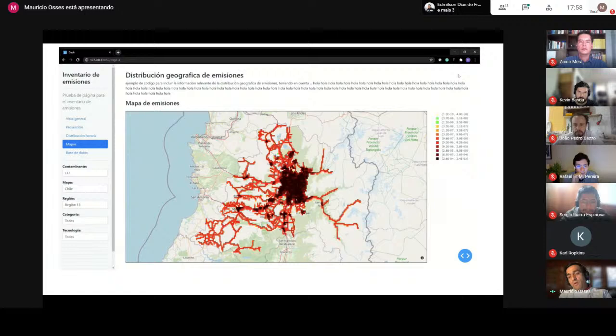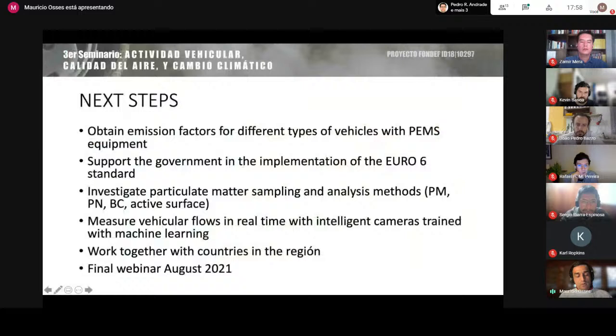So I told you it was going to be a short presentation. This is my final slide, but what we are trying to do next, according to what I just explained to you, is to obtain emission factors for different types of vehicles with PEMS equipment. But more important than that, we are trying to support the government, because Chile is implementing the Euro 6 standard, Euro 6B and then Euro 6C.